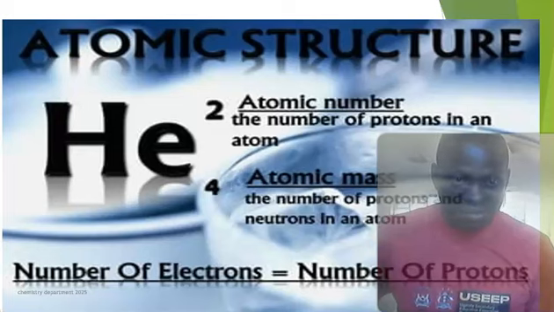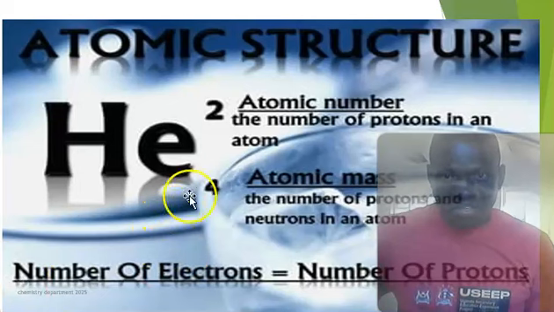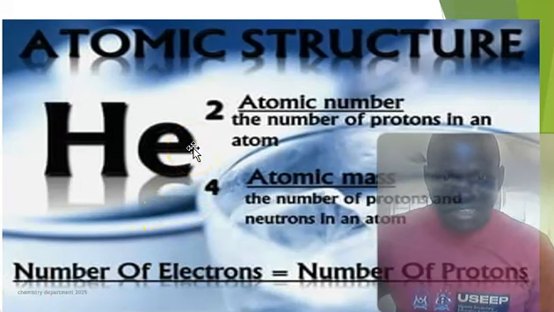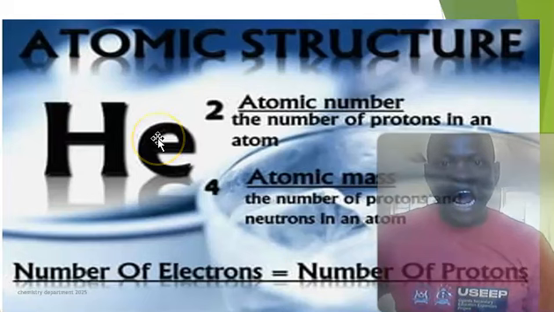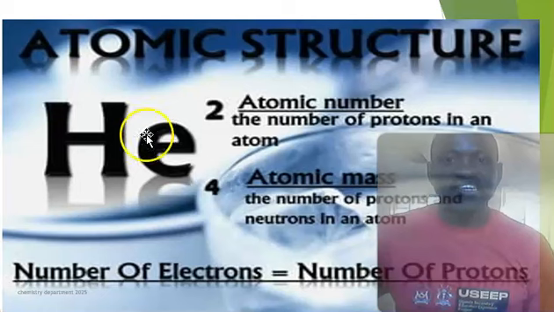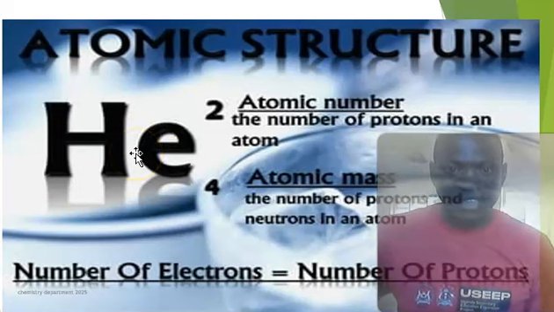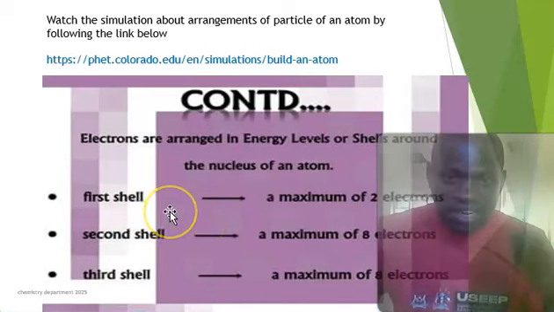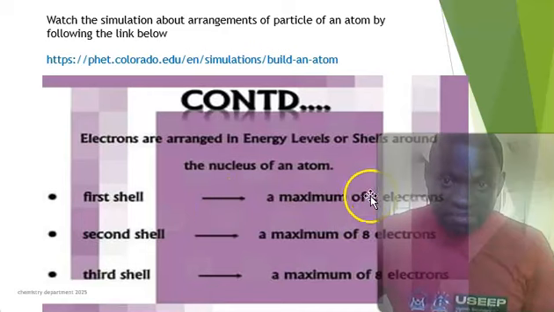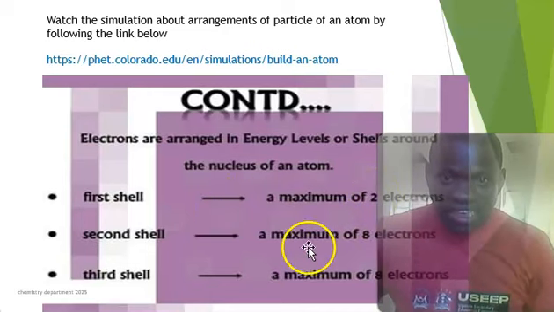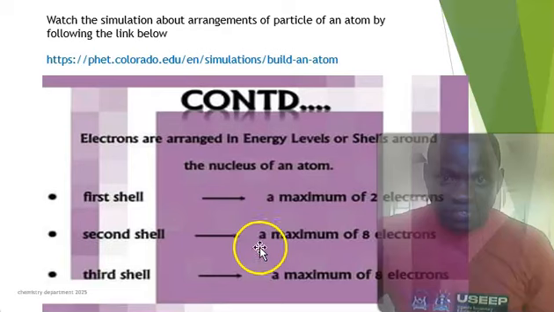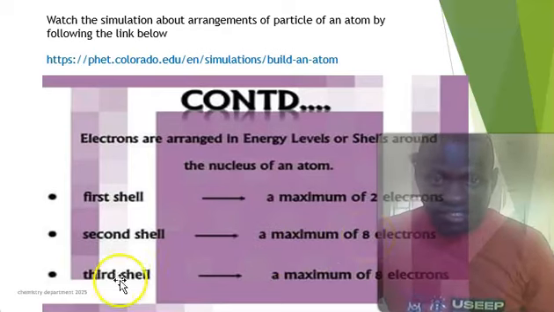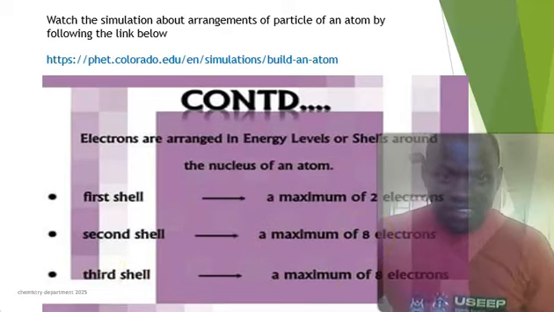So meaning that we can represent any atom or element, an atom of an element, using this as it was shown in the picture. This one is summarizing the quantum shells: the first one has a maximum of 2 electrons, the next one has a maximum of 8 electrons, and the third one 8 electrons.